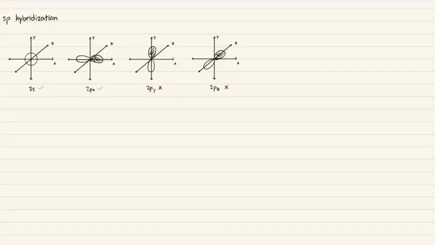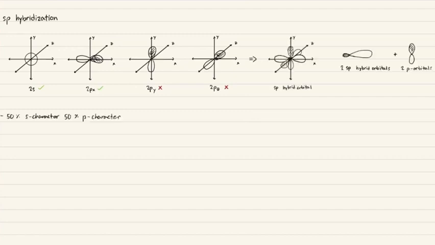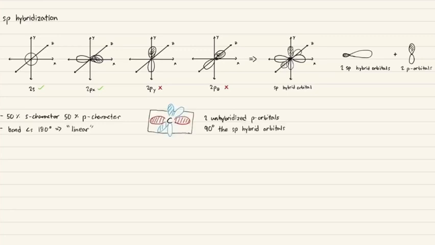Finally, suppose that we mix the 2s orbital with only one of the 2p orbitals. This would give us two sp hybrid orbitals with 50% s character and 50% p character, as well as two leftover unhybridized p orbitals. These sp hybrid orbitals are separated by the maximum angle of 180 degrees, and we refer to this molecular geometry as linear. The two unhybridized p orbitals are each positioned at a right angle to the sp hybrid orbitals.